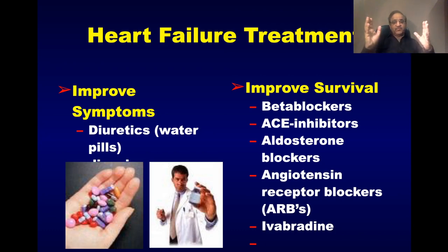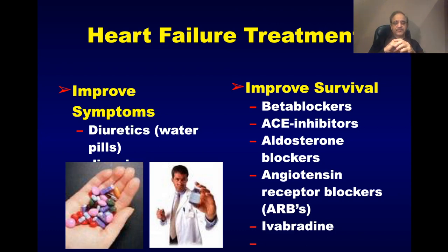The main aim of treatment of heart failure patient is to improve his symptoms so that he feels better, and then improve survival of the patient and improve quality of life of the patient. So digitalis and diuretics and nitrates, they improve symptoms. The patient feels better and he feels more comfortable. But these drugs have nothing to do as far as the survival benefits are concerned.